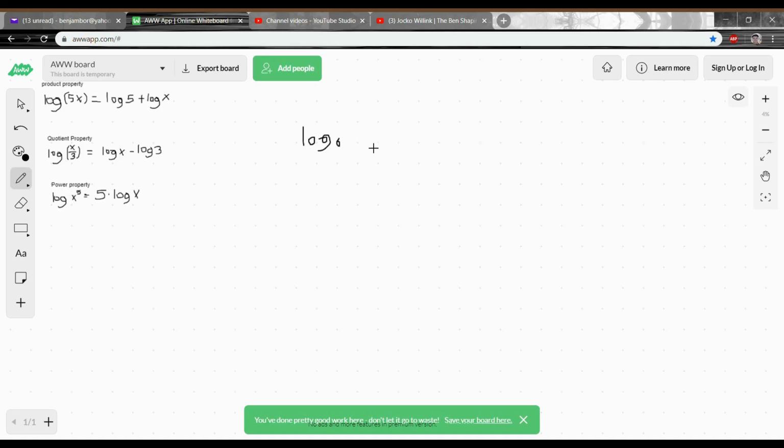Log base 6 of 4x is equal to 2. And we want to figure out the best way of solving this. This is a 6, I apologize. I suppose we could try to use the product property somehow, but that's going to leave us with a log of x, which we may not know what to do with.